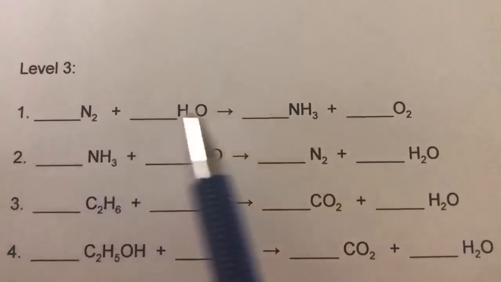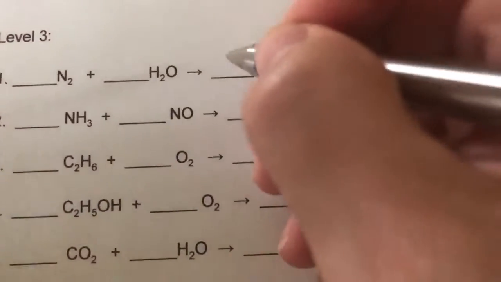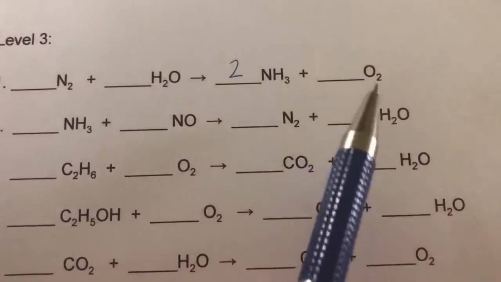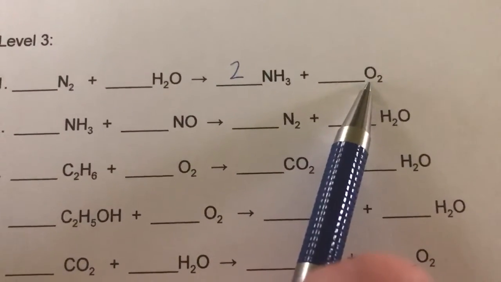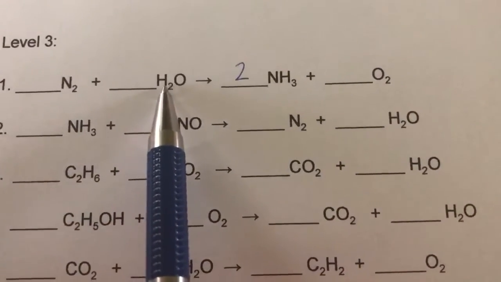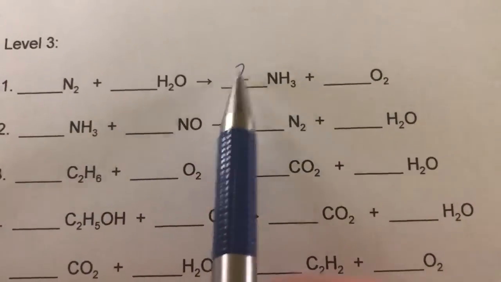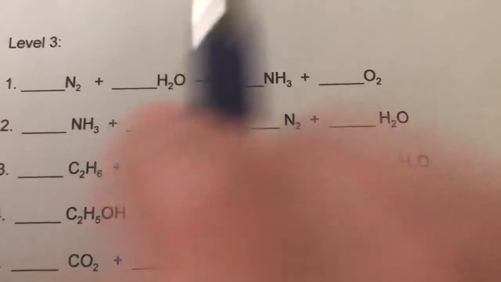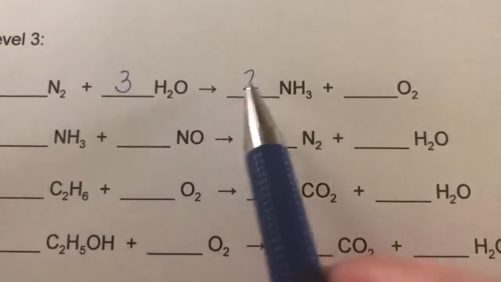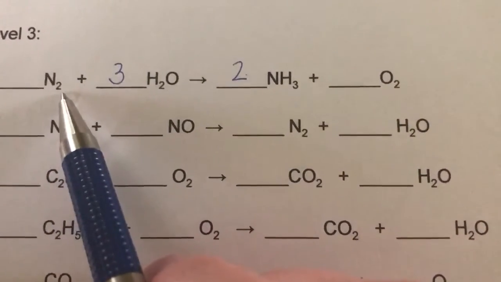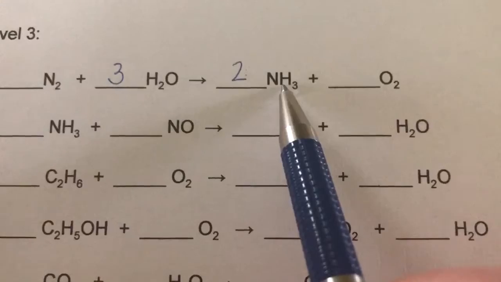2 nitrogens on the reactant side, 1 nitrogen on the product side, coefficient of 2. Now, because I have oxygen as a diatom, I'm going to leave the oxygen for last. I'm going to start with my hydrogens. 2 hydrogens and 2 times 3 is 6 hydrogens. So I have to multiply this 2 hydrogens by 3. Now I have 6 hydrogens and I have 6 hydrogens. I still have 2 nitrogens and 2 nitrogens.